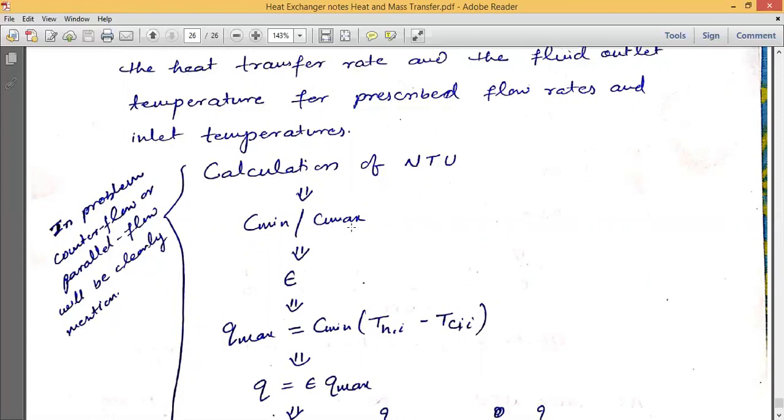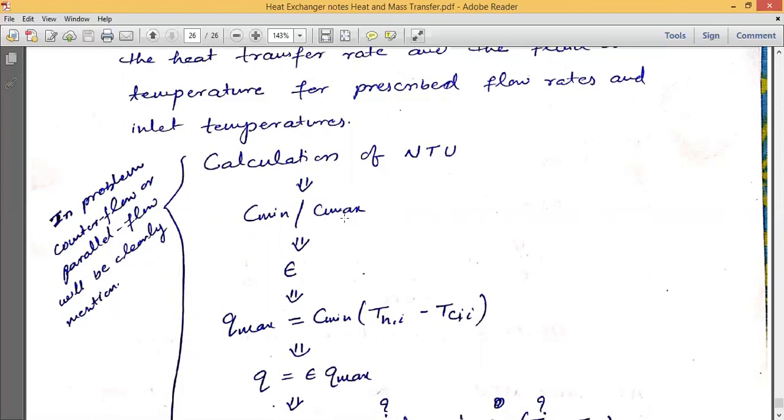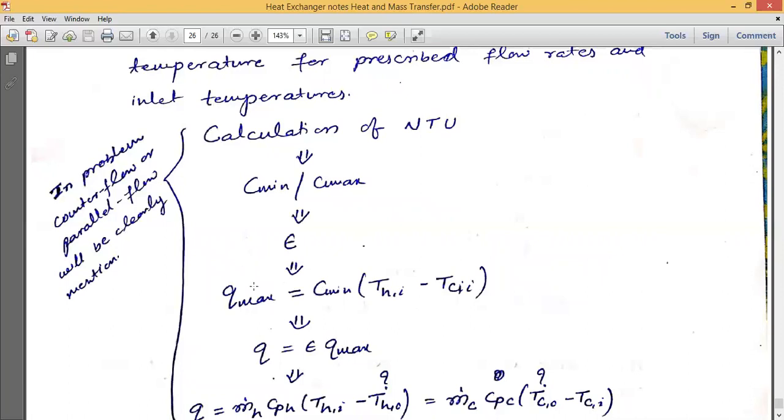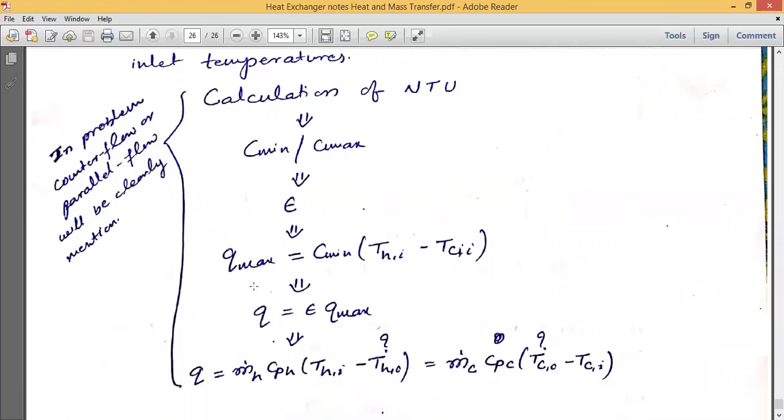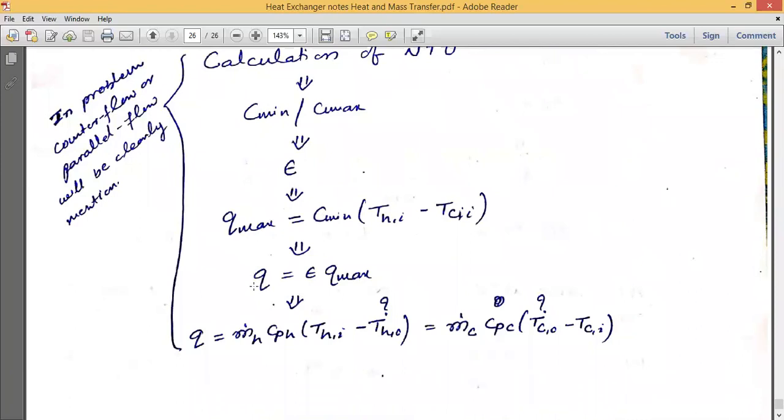So first step, you need to calculate the NTU. Thereafter, you will calculate C minimum upon C maximum. Then you will calculate effectiveness. Then you will calculate Q max, which is equal to C minimum into (THI minus TCI). Thereafter, you will calculate the actual heat transfer, Q equal to effectiveness into Q max. If you know Q, then by using the energy balance equation, MH CPH (THI minus TH naught) equals MC CPC (TC naught minus TCI), you can determine TH naught as well as TC naught. So this is the standard procedure that you should follow when checking the performance of the heat exchanger.